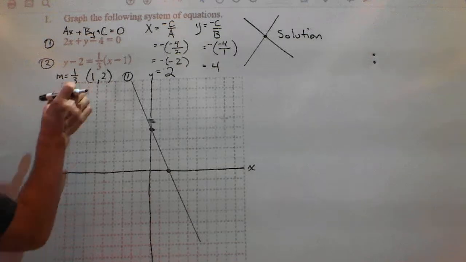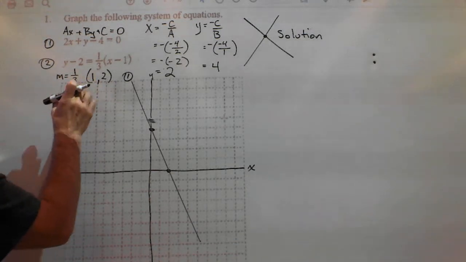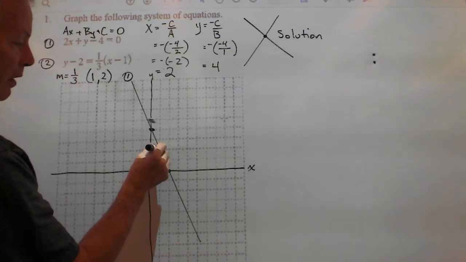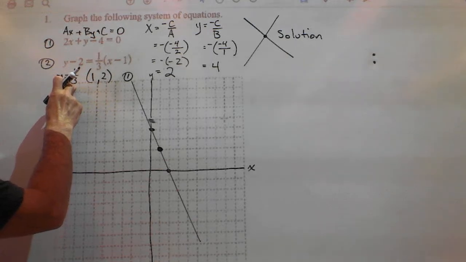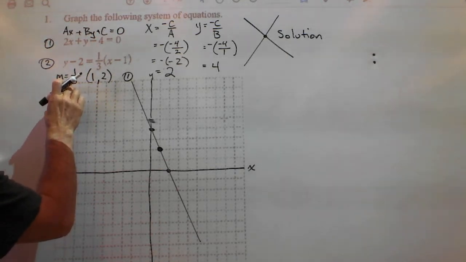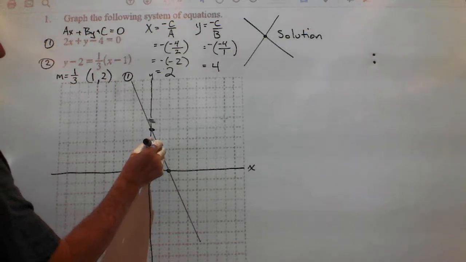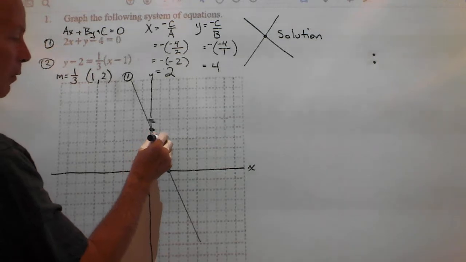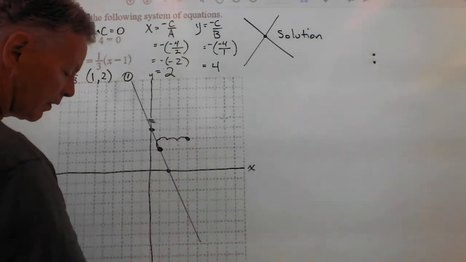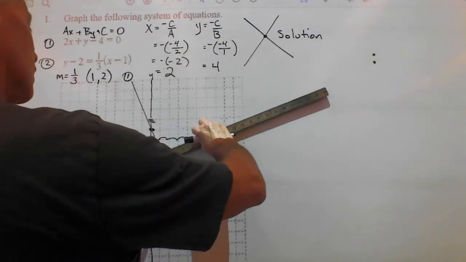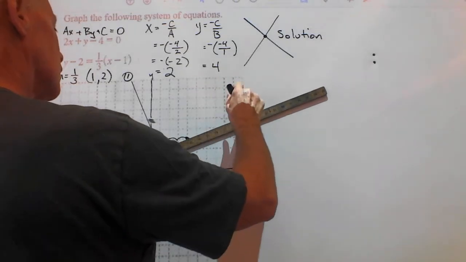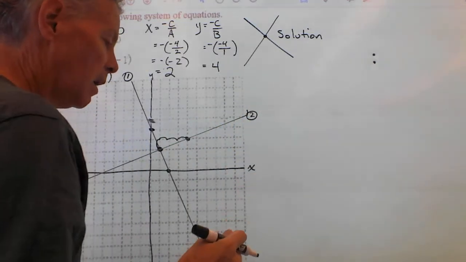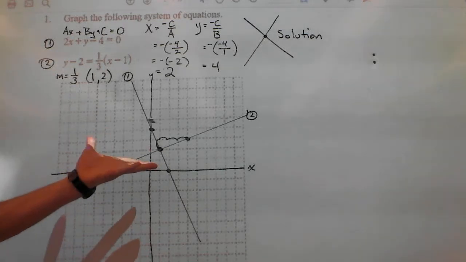So, for our equation 2, we know that it passes through the point 1 across and 2 up, right here. And it has a slope of 1 over 3. That means to get to a second point, you have to go up 1 and across 3 to the right. Remember, these are both positive, so 1, 2, 3. That gives us our second point. And then, again, using our ruler, we just join the points. There's equation 2.